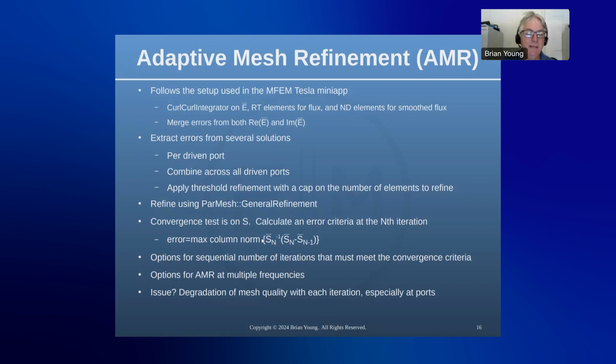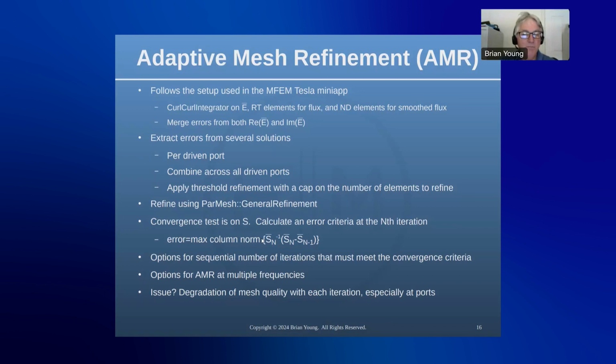So you can iterate until the error drops below some user-defined limit. Then there are options you can apply to that, like do you meet a prescribed error limit once, or do you meet it 2 or 3 times in a row? There's also the option to apply adaptive mesh refinement at multiple frequencies if you want to straddle a resonance or something like that.